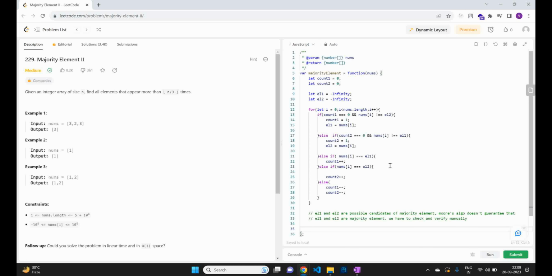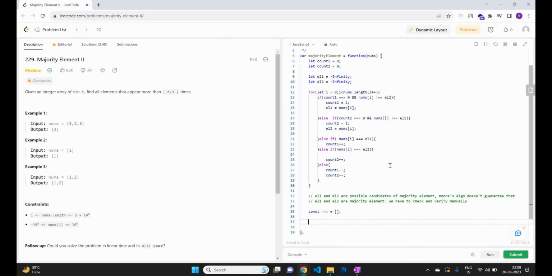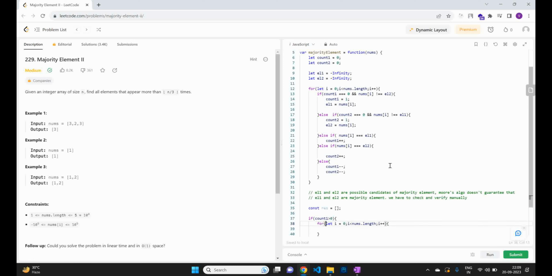So what you have to do now, as we have to return an array, is make a result array and initialize it as empty. If count 1 is greater than 0, that means my EL1 can be the majority element and you can search for this EL1's count. So I loop with i less than nums.length and i plus plus, and I reinitialize count 1 with 0.